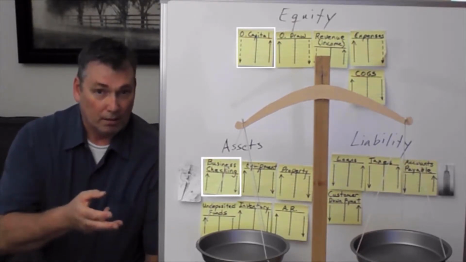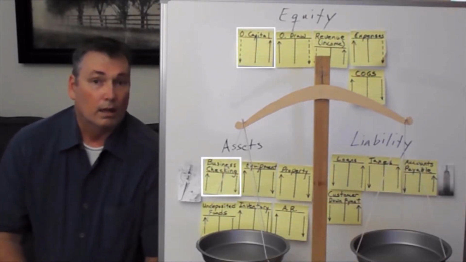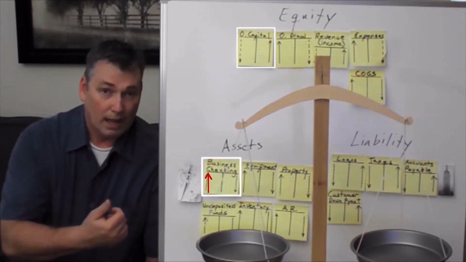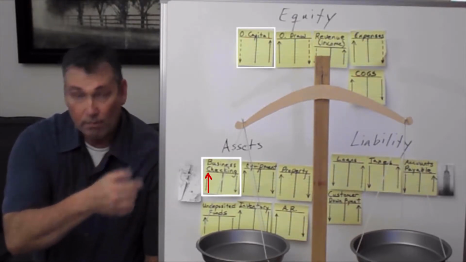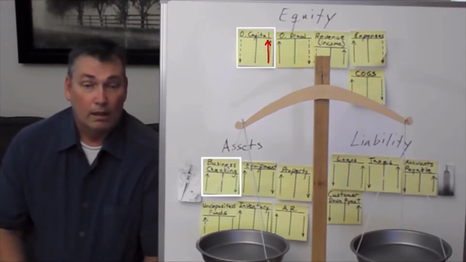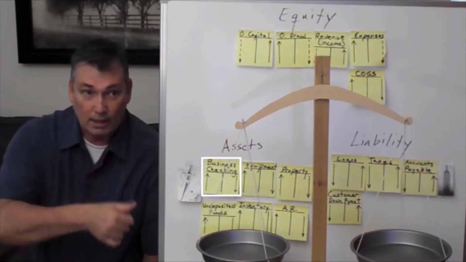So if you're investing in your company, you're putting money in the business checking account. And it's going up, so it's on the left side. So on the right side of your owner's capital, owner's equity, it's also going up. So that's how you remember that. Oh yeah, it's on the right side, it goes up.